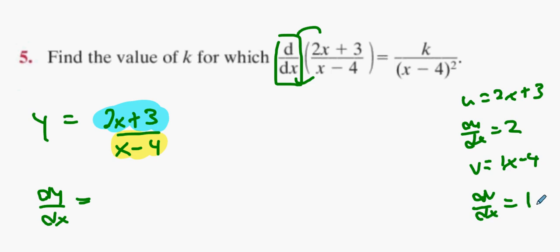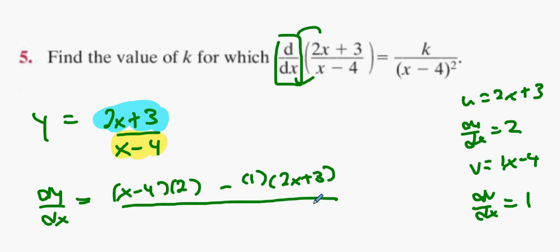1. Is that okay? And now we're going to do v times du/dx minus u times dv/dx. The dv/dx is 1, so let's put the 1 here, all over v squared. This one was quite easy.